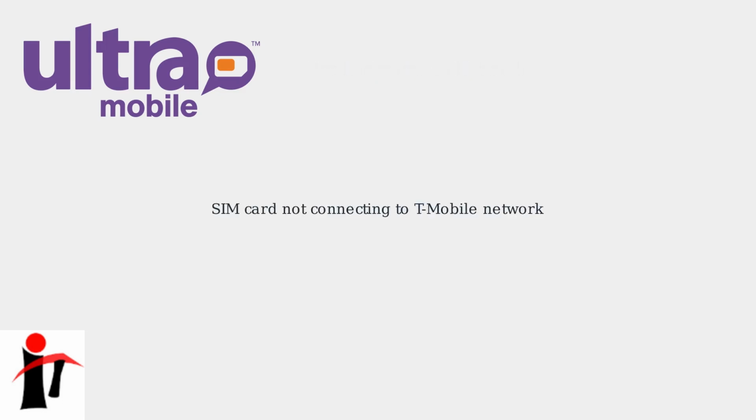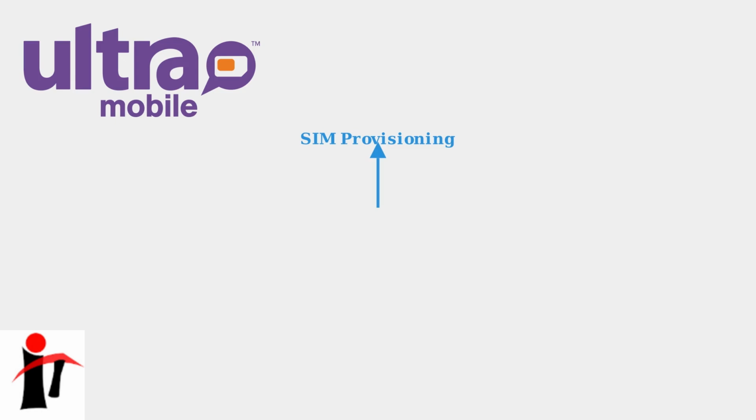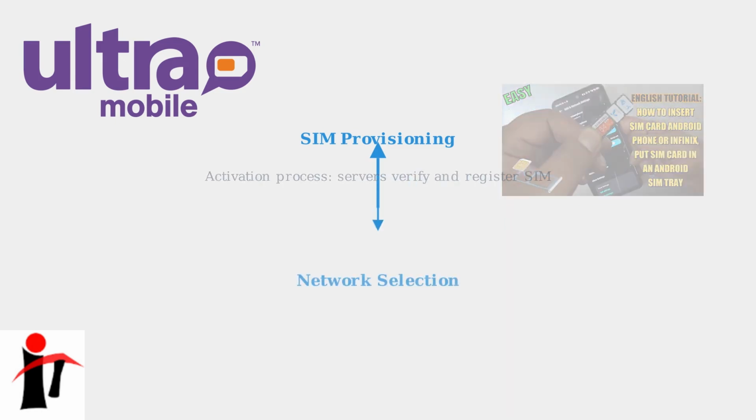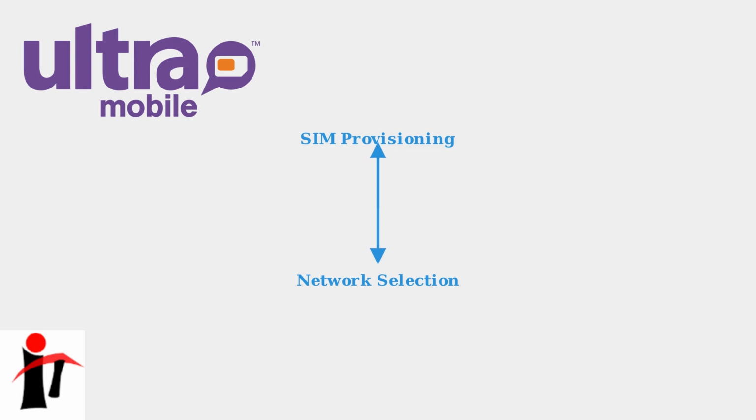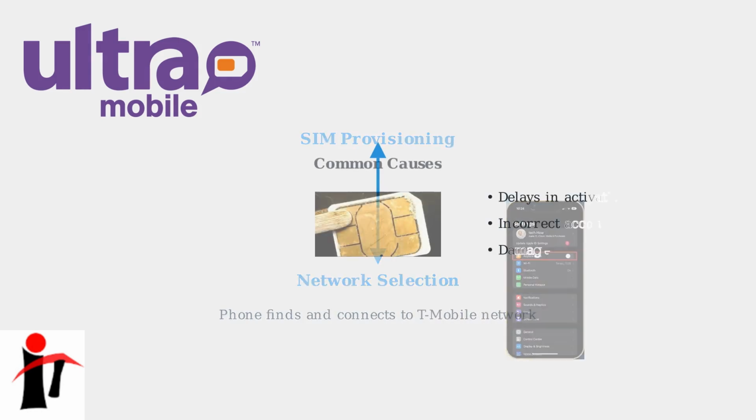If you're seeing "not registered on network" on your Ultra Mobile phone, it means your SIM card isn't connecting to T-Mobile's network properly. This usually boils down to two main issues: SIM provisioning and network selection. SIM provisioning is the activation process. When you insert your SIM, Ultra Mobile's servers need to verify and register it. Network selection is your phone's ability to find and connect to the correct network. Ultra Mobile uses T-Mobile's network. If this fails, you get the error.